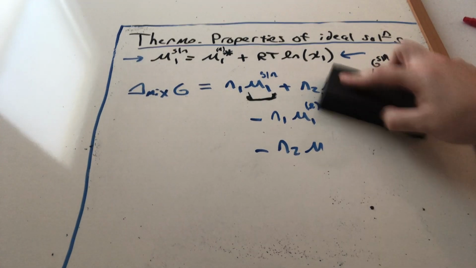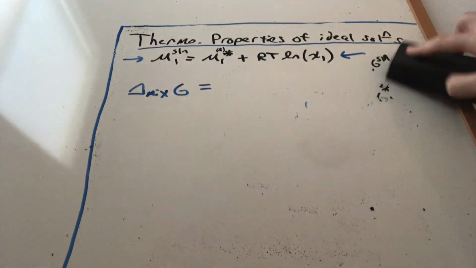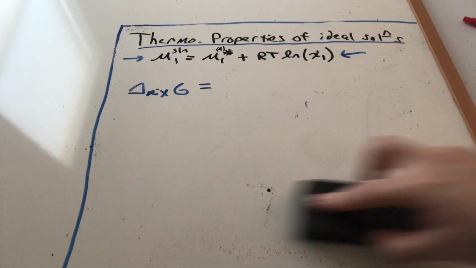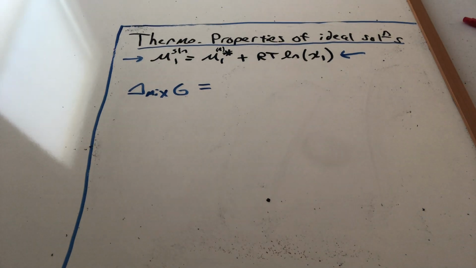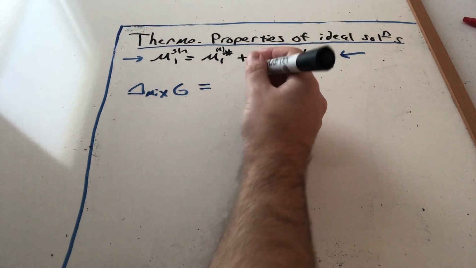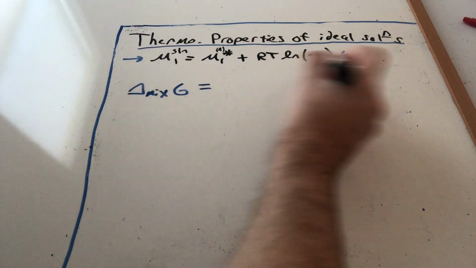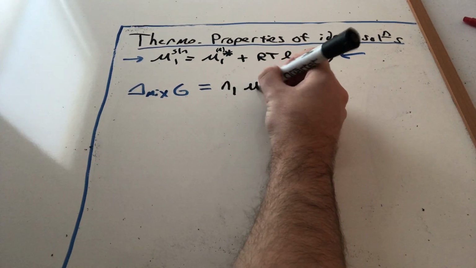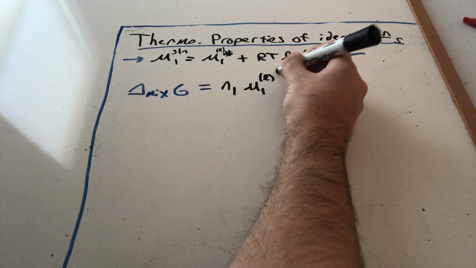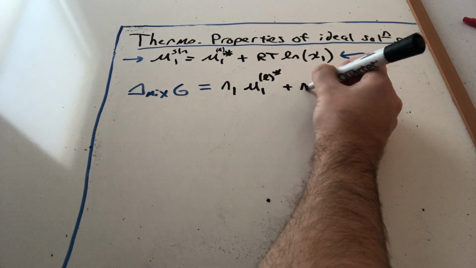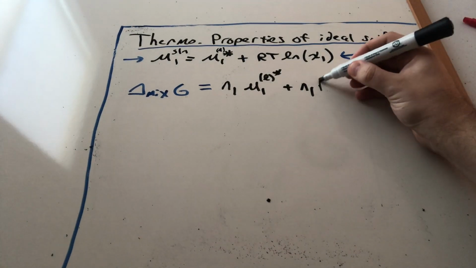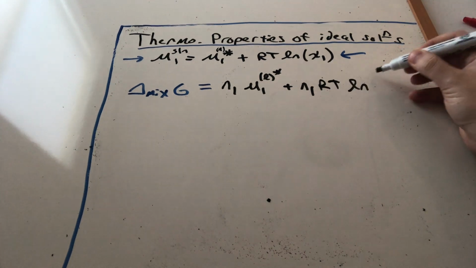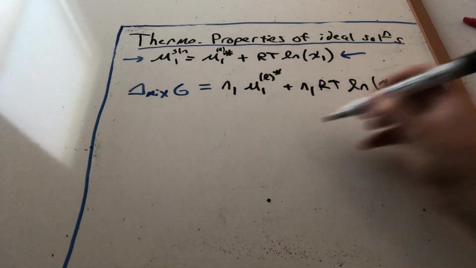And let's do that. And we're going to write it all out. All right. So delta G for the mixture is equal to N1 mu1. So it's going to be N1 mu1 liquid star plus N1 RT natural log of chi1, right?